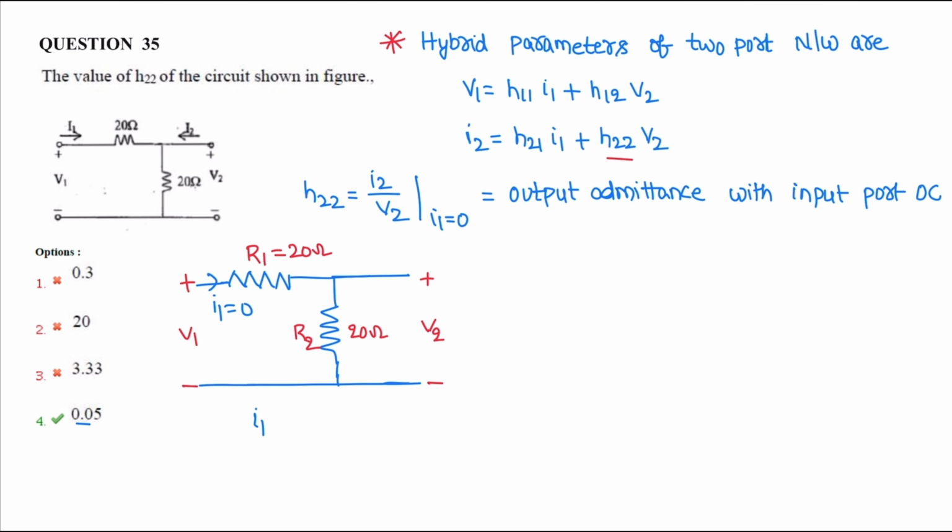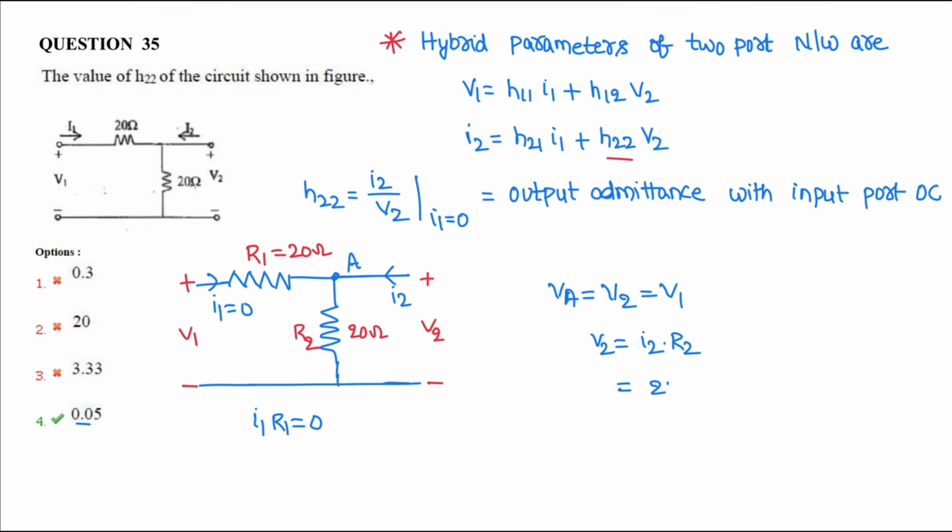Therefore, if I1 is 0, I1 R1 is also 0 volts. So voltage at node A, let us assume this point as node A, is equal to output voltage V2, which is same as input voltage V1. Therefore, V2 voltage is current I2 into R2, because I1 is 0.